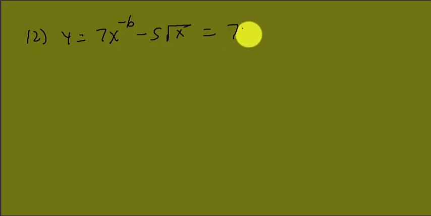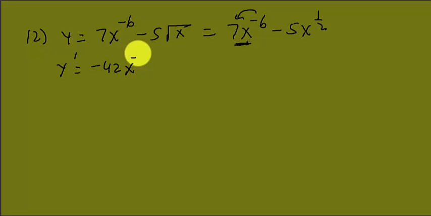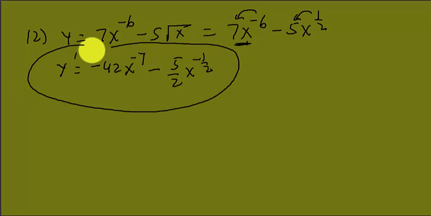Okay, let's get to number 12. Y is equal to 7x to the negative 6, minus 5 times square root of x. This is really 7x to the negative 6 minus 5 times x to the 1/2 power. So when I take the derivative of this, I'm going to multiply negative 6 times that, which is going to give me negative 42 x to the negative 7, because I got to subtract 1 from the power, minus 1/2 times 5. It's going to be 5 over 2 x to the negative 1/2. Done. Remember, I'm subtracting 1 from the power each time.